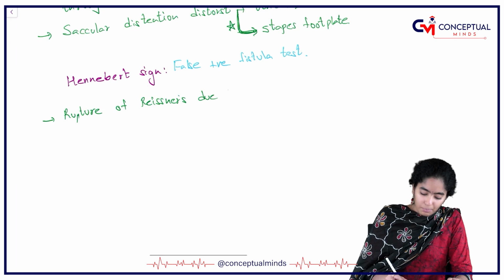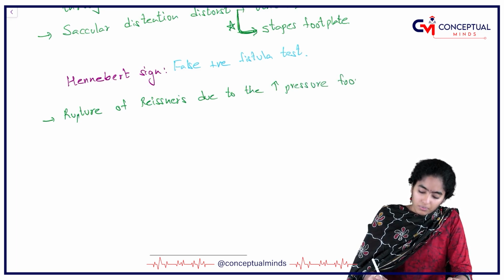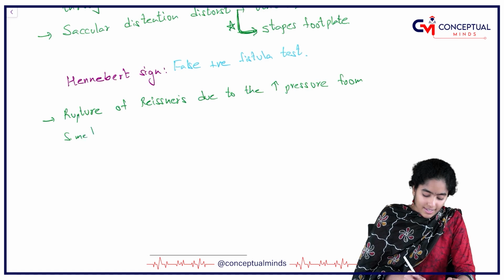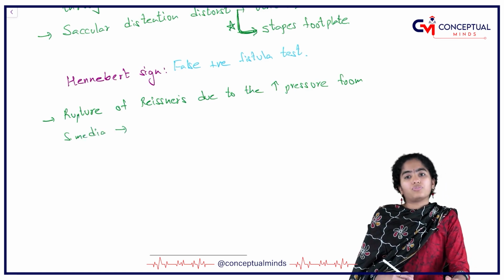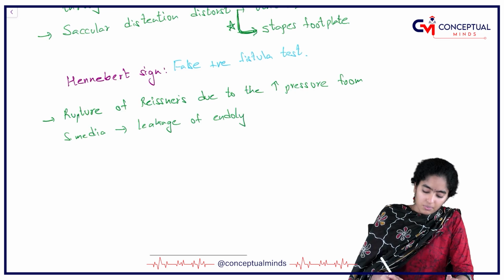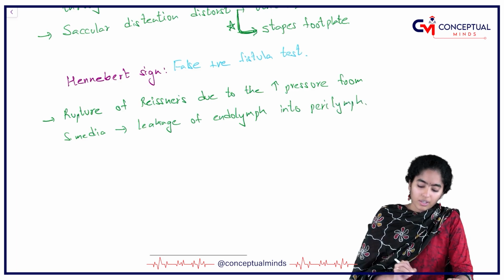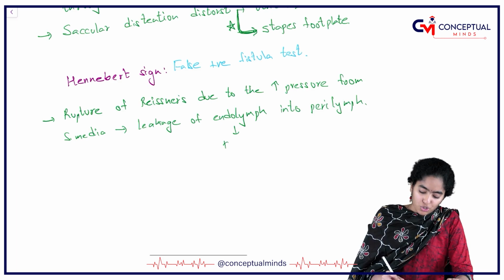After the rupture of Reissner's membrane, due to the increasing pressure from the scala media, there is intermixing of endolymph and perilymph. Leakage of endolymph into perilymph occurs because it was the Reissner's membrane that was separating the endolymph and perilymph. And now they intermix. And endolymph is potassium rich.